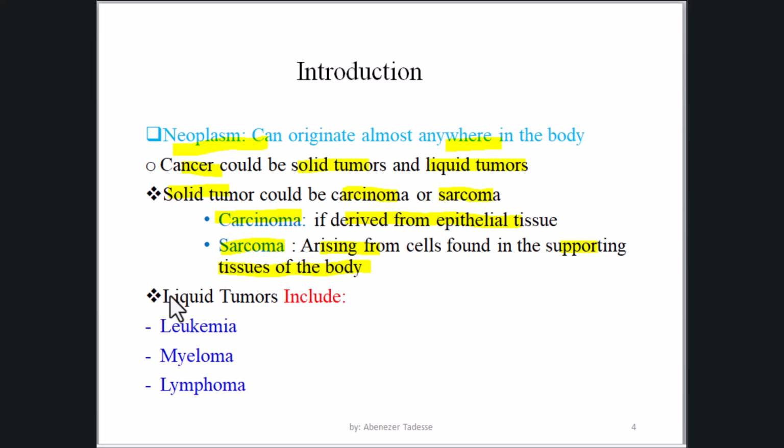Liquid tumors can include leukemia as well as myeloma. Leukemia is normally the bone marrow cancer, especially if there is a cancer in the bone marrow. The other one is myeloma, and lymphoma is an immune cell cancer, like of the B cells. So this is a general classification of liquid tumors.